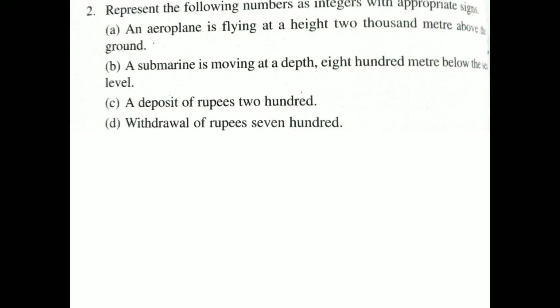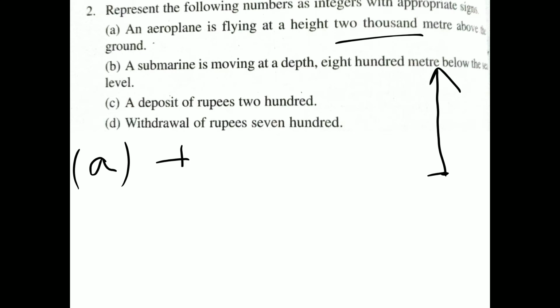Question number 2 is: represent the following number as an integer with appropriate sign. Firstly we do A part. A part you have to write in the copy. An aeroplane is flying at a height of 2000 meter above the ground. From the ground it is going up. So are we going plus or minus? We are going up. When we go up we always put a positive. So how much distance did he cover? 2000 meters. So what sign will come? Plus 2000. Clear?